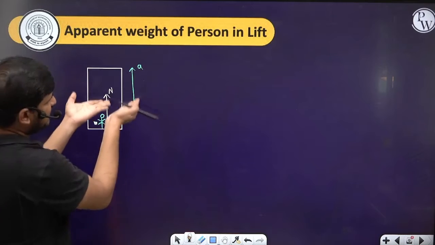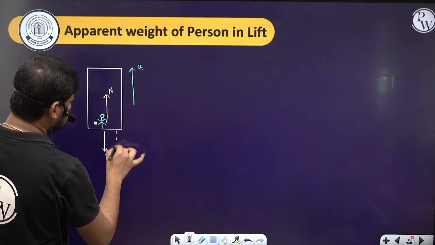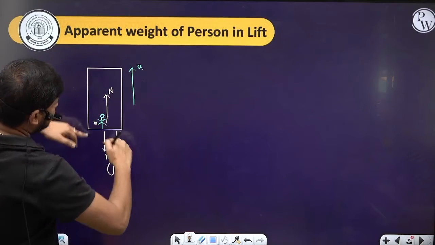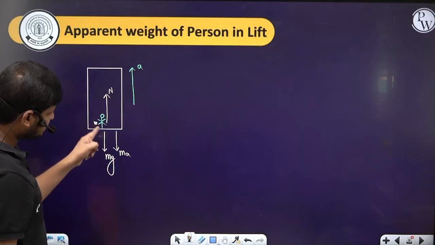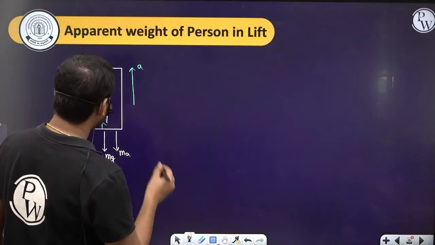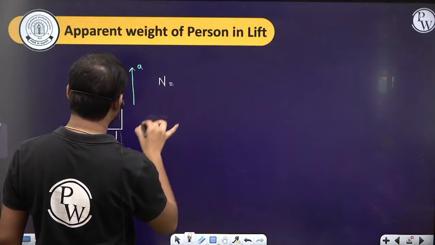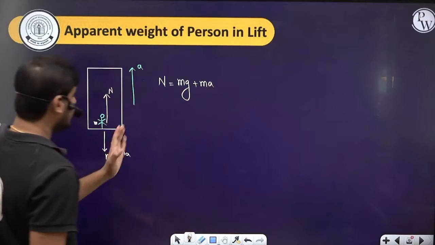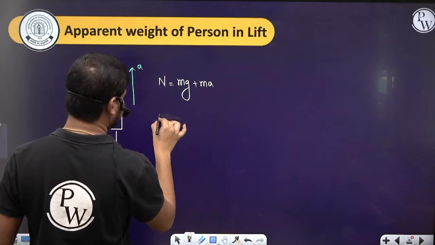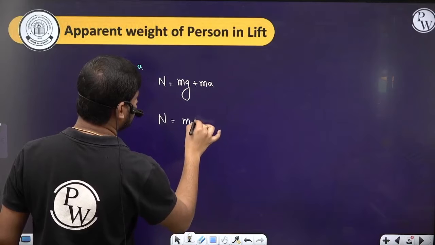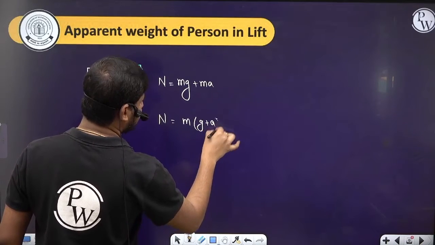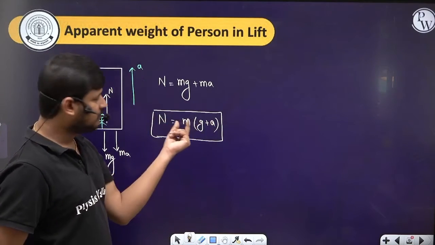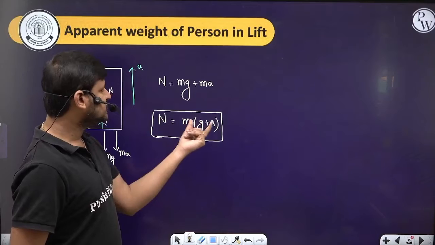But as the lift is moving upward, on the person there is a pseudo force acting downward. The lift is accelerating upward, so the pseudo force acts downward: mass into acceleration in the opposite direction. So now N equals mg plus ma. The normal is balanced by mg plus ma. Taking m common, N equals m(g + a), right? So this is the weight.